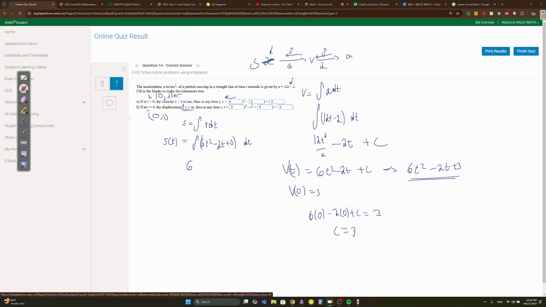Integral of 6t squared. Take 6 down, add 1 to the power, it becomes 3. Divide by the new power, 3. Minus 2t: drag it down, add 1 to the power, it becomes 2. Divide by the power, over 2.